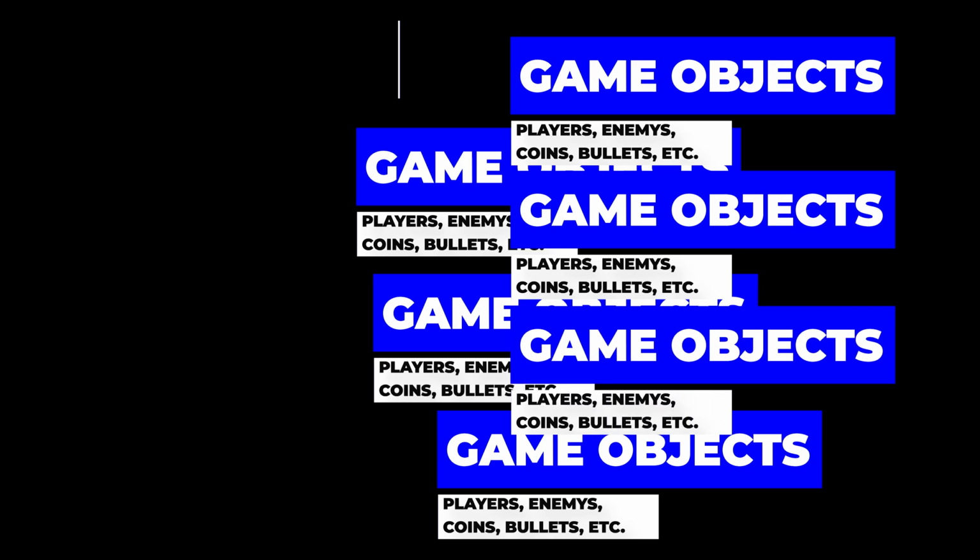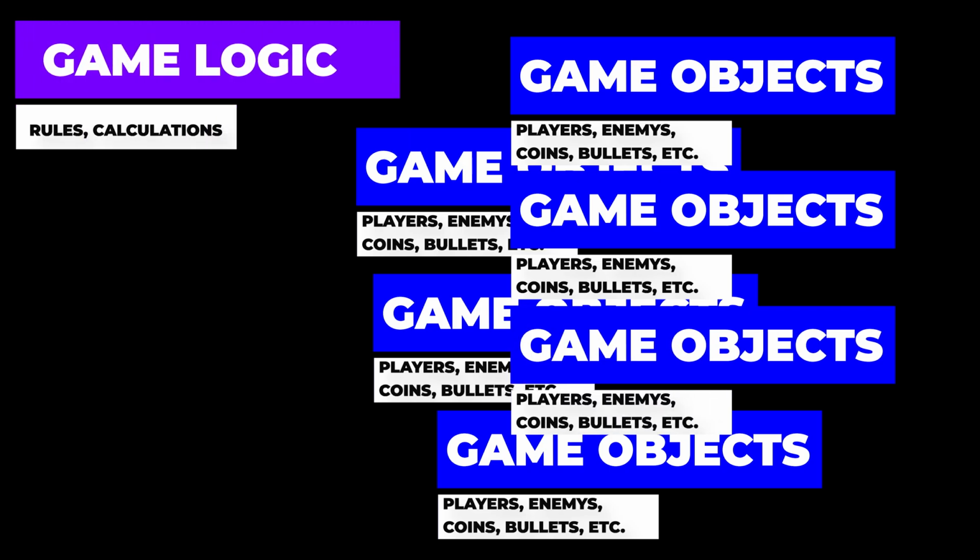We also have game logic that can consist of rules for playing the game. This can include whose turn it is, how much damage an enemy takes when you hit it, or how many points you should be awarded for completing a task.